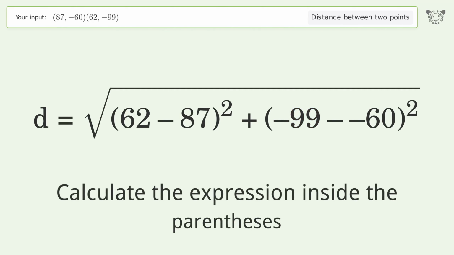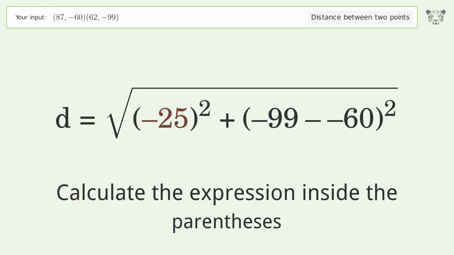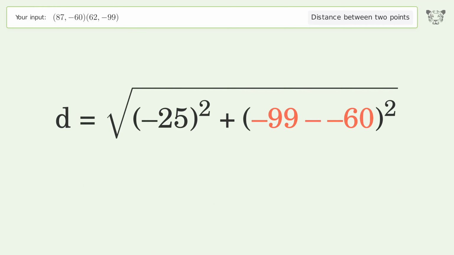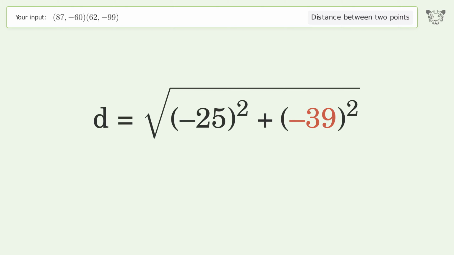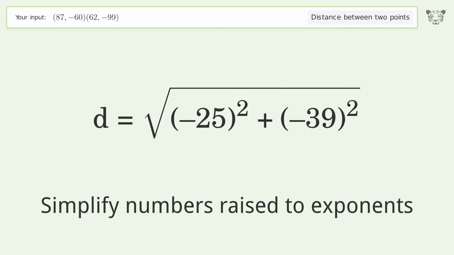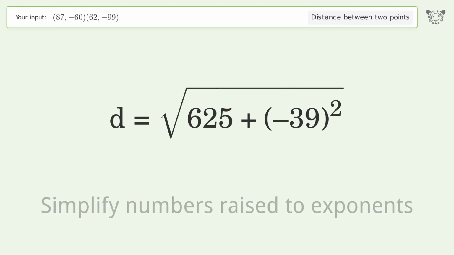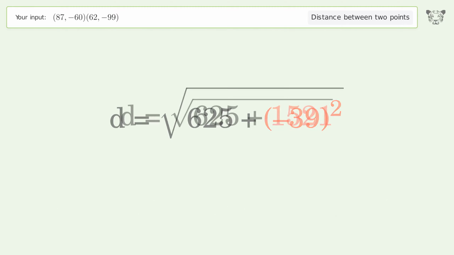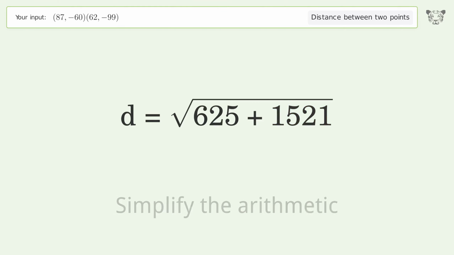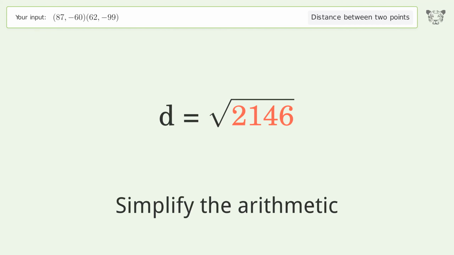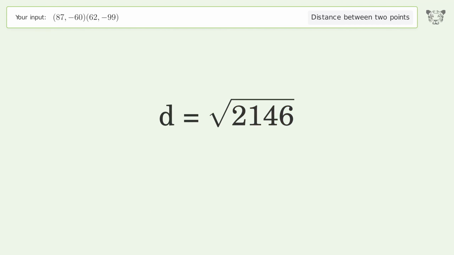Calculate the expression inside the parentheses. Simplify numbers raised to exponents. Simplify the arithmetic. And so the distance between the 2 points is the square root of 2146, or 46.325.